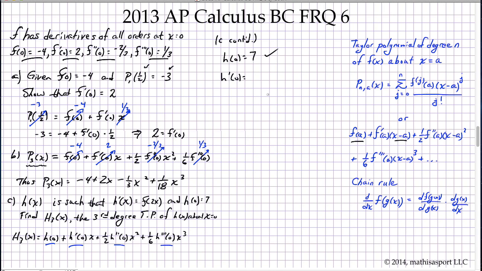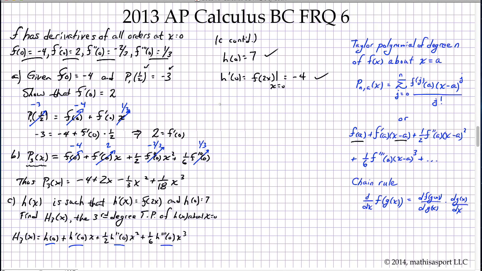Well, that means f of 2x at x equals 0. Well, when x is 0, 2x is 0, and so this is asking us about f of 0. F of 0 we already know. It's -4. So that takes care of that.